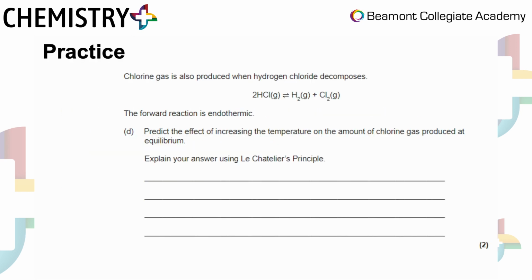Practice 3. Chlorine gas is also produced when hydrogen chloride decomposes. The equation is given. 2HCl gives you H2 + Cl2. The forward reaction is endothermic. Predict the effect of increasing the temperature on the amount of chlorine gas produced at equilibrium.